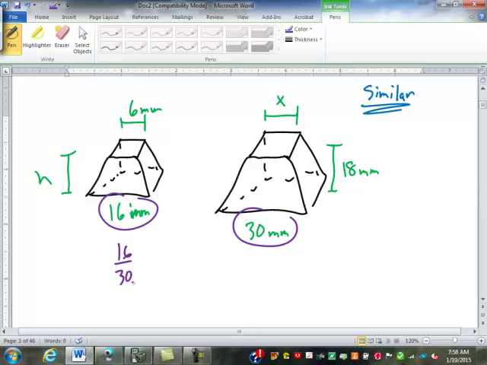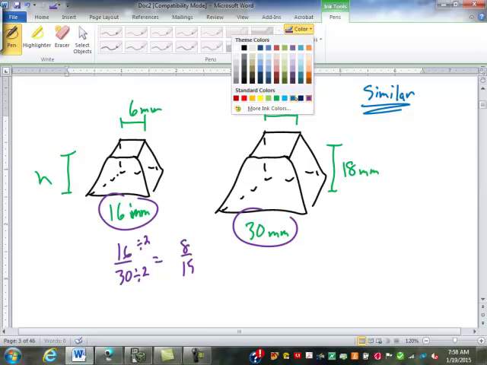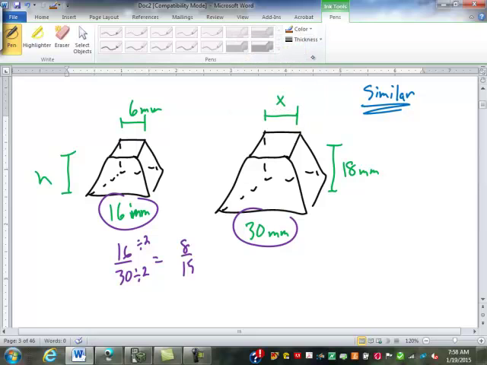We can leave it as 16 to 30, or I'm going to do this just to make it a little easier to work with. I'm going to divide by 2 to make that an 8 to 15 ratio. It doesn't matter. I could have left it at 16 to 30, but I'm trying to do most of my calculations in my head right now, so I'm making it as easy wherever I can. Now let's find H.